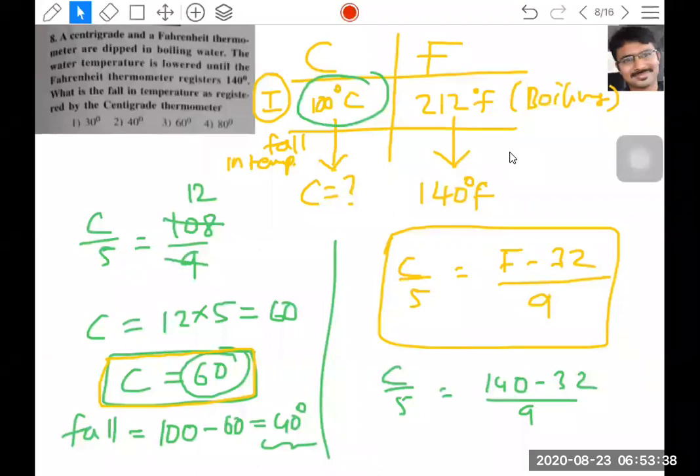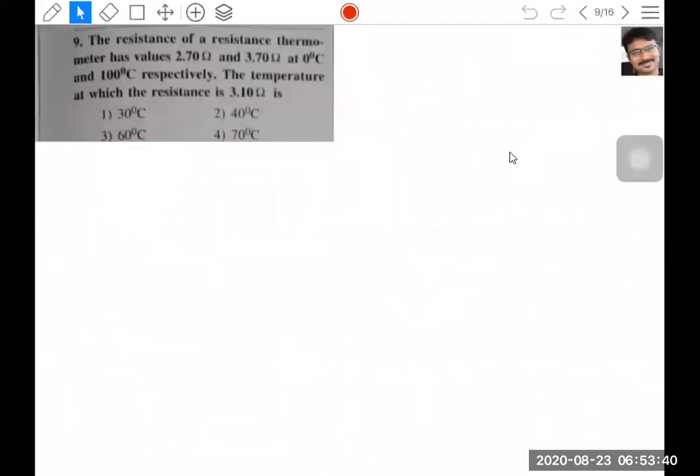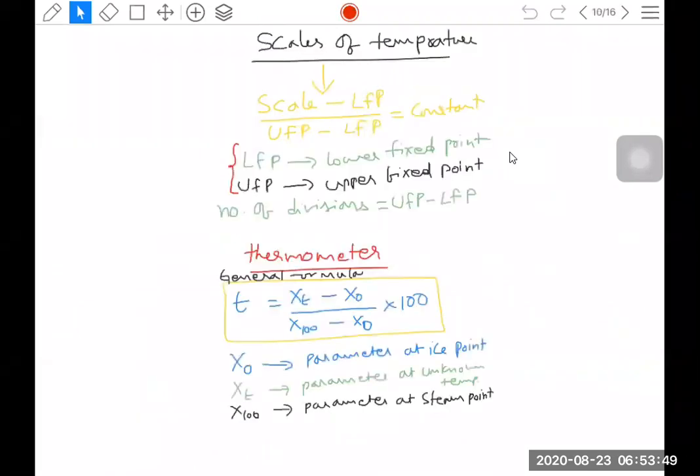Next question we'll see. Here, this is about thermometers, the resistance thermometer. So generally, what is the formula for any thermometer? T is equal to (Xt minus X0)/(X100 minus X0) into 100. X is any parameter. This is the general thermometer formula.